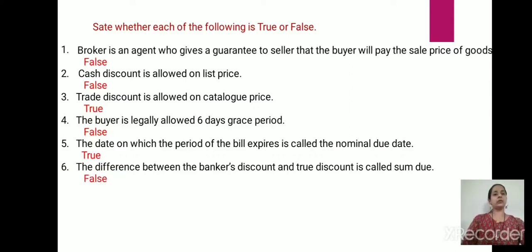So again false. Next, in general, now this is important: in general, cash discount is more than trade discount. Trade discount is calculated on list price. Cash discount is calculated on invoice price, after discounting the bill. Will the cash discount be more?